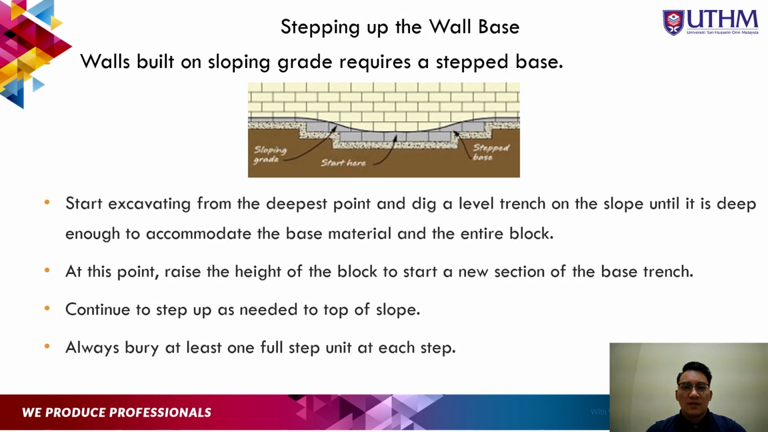Next is stepping up the wall base. Walls built on sloping grade require a stepped base, so we need to start by excavating from the deepest point and dig a level trench on the slope until it is deep enough to accommodate the base material and the entire block. At this point, raise the height of the block to start a new section of the base trench and continue to step up as needed to the top of the slope. Last, always bury at least one full step unit at each step.